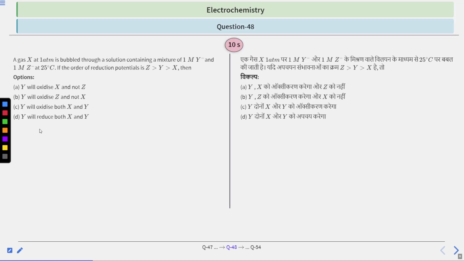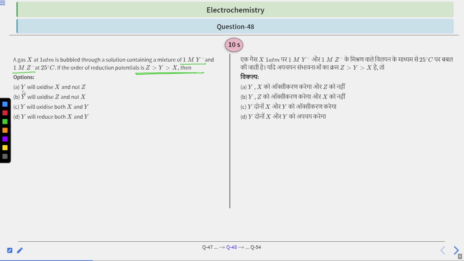Question number 48. A gas X at 1 atmosphere is bubbled through a solution containing a mixture of 1 molar Y negative and 1 molar Z negative at 25 degrees Celsius. The order of reduction potentials is most for Z, then Y, then least for X. The concentration is the same for Y and Z, that is 1 molar, and X is a gas at 1 atmosphere. So we are given the reduction potential order for these three. Which is true among the options?